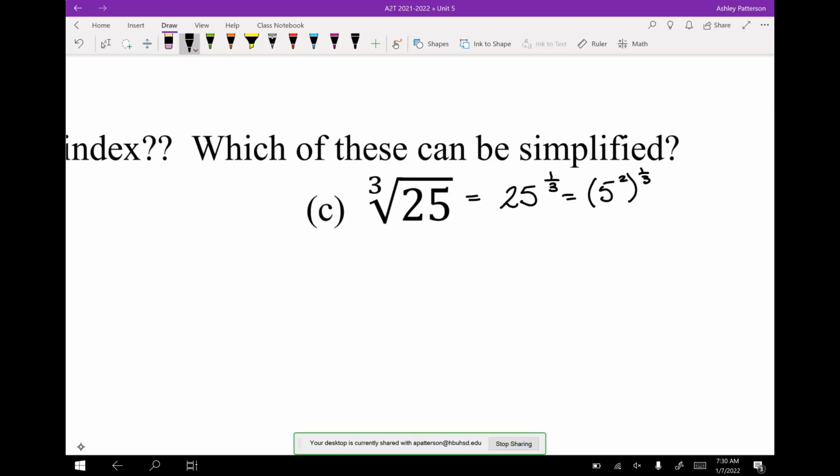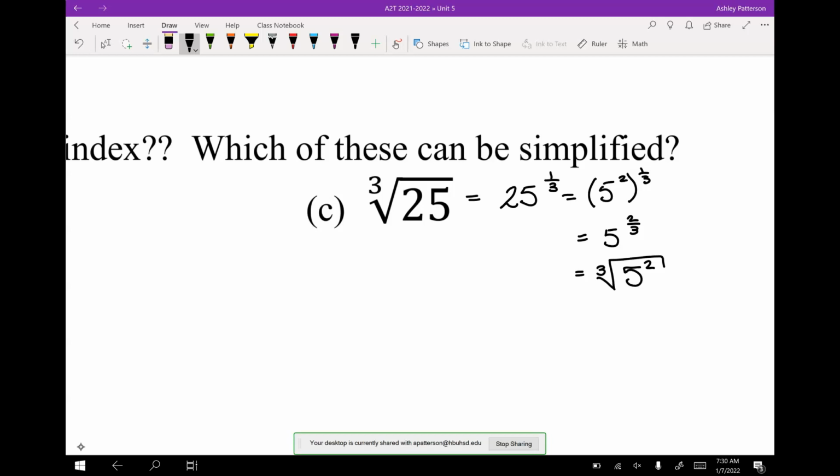What do I do when there's a power raised to a power again? Oh, we multiply. Thank you. So we get 5 to the 2/3 power. Can that reduce at all? No. So is there anything we can simplify? No. Because if we were to put this back into radical form, we get the cube root of 5 squared, which is exactly what we started with.